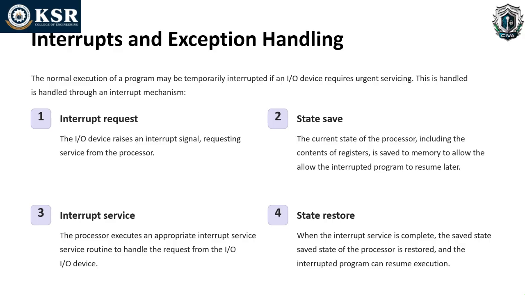Interrupts and exception handling. Interrupts allow the processor to temporarily pause a running program to service an urgent request, such as input from a keyboard or a disk operation. When an interrupt occurs, the CPU saves its current state, executes an interrupt service routine, and then restores the saved state to resume normal execution. That means interrupts improve system efficiency by enabling multitasking and handling urgent events without stopping the main program permanently.